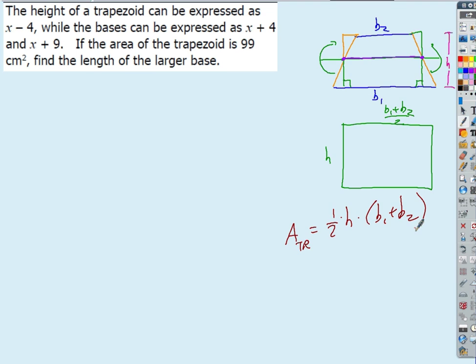So what does it tell me here? It gives me height, doesn't it? Yeah, look at that. There's my height. It gives me the two bases, x plus 4 and x plus 9.